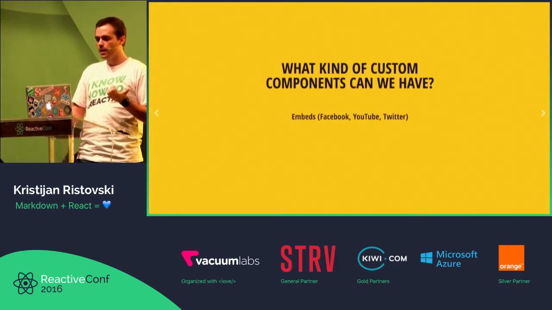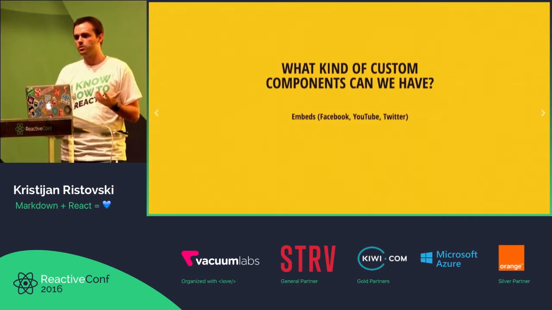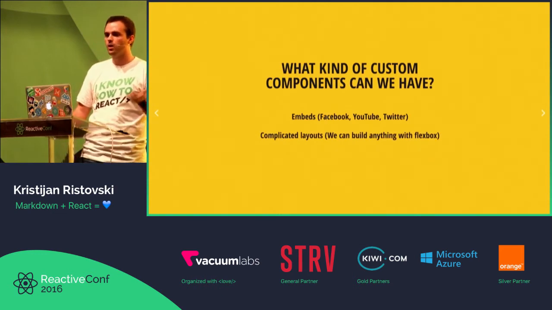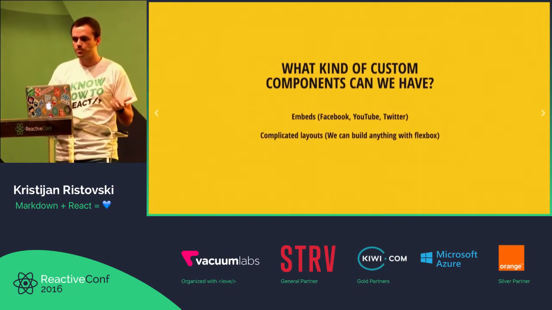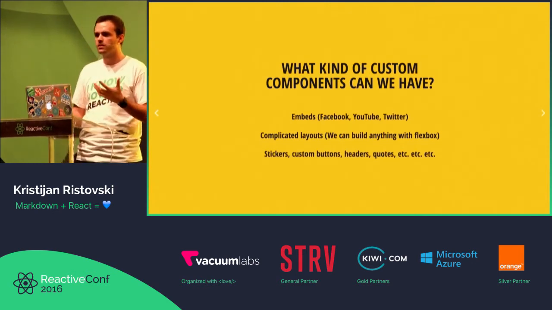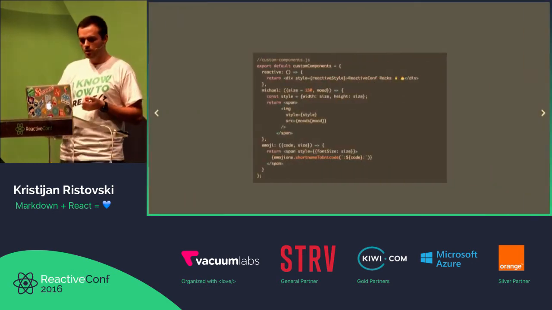So what kind of custom components can we have? We can have embeds. We can implement this on our own, like Facebook, YouTube, Twitter. We can have some complicated layouts we cannot do in Markdown because we can use Flexbox. And we can have stickers, custom buttons, headers, quotes. Like we can customize literally everything that we have from Markdown.